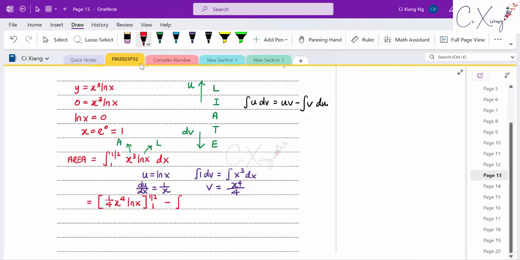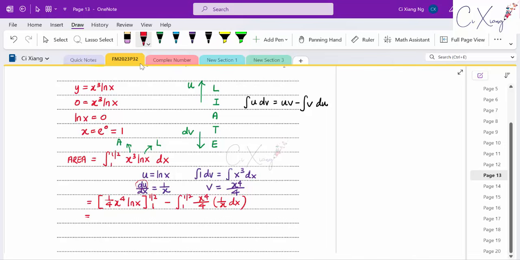Then of course I have to substitute the limits, so I'm having half and 1. Then minus, the next part of the formula is v du. So the v here again is x power 4 over 4, then du. If I want to have du, I will bring the dx up, then I should have 1 over x dx. So this part is the du.